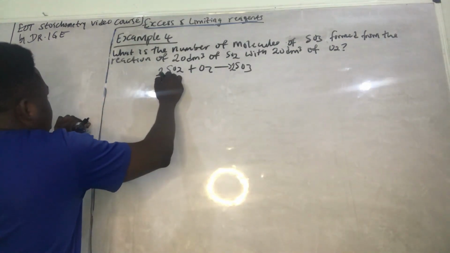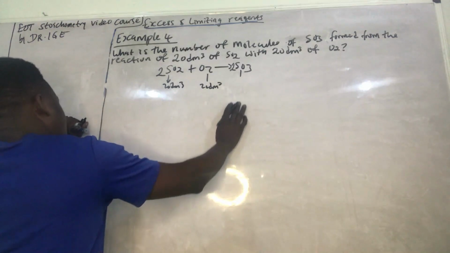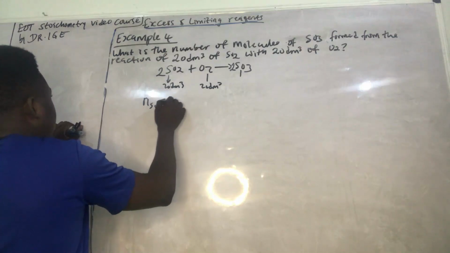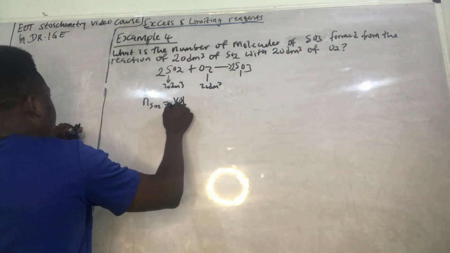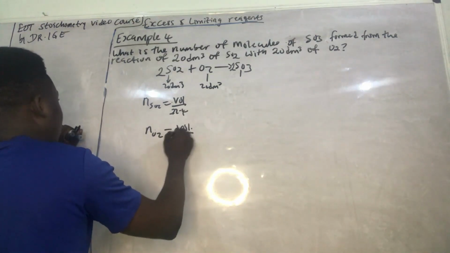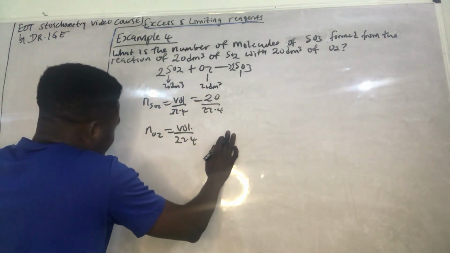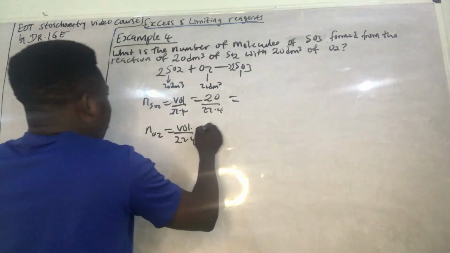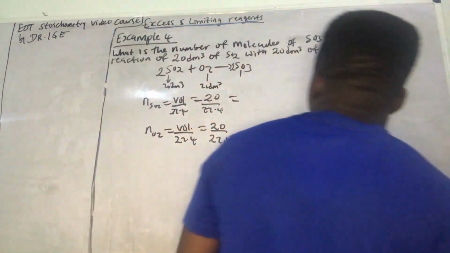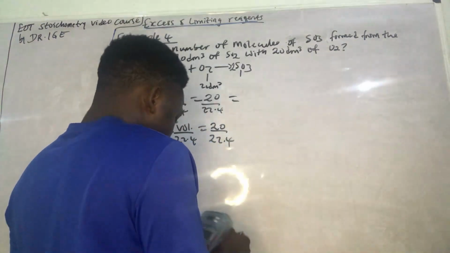And they say this one is 20 dm3, and they say this one is 20 dm3. I'll look for the number of molecules here. So the first thing is to look for which one is in excess and which is limiting. Remember, for SO2 it is the volume over 22.4 dm3. That's how I look for the number of moles. Same thing for oxygen, so it's still volume over 22.4. What is the volume we're given? 20 over 22.4. Now I love this question so much because we're having the same values, right? Very good question. Now we have 20 divided by 22.4, so we have 0.893.